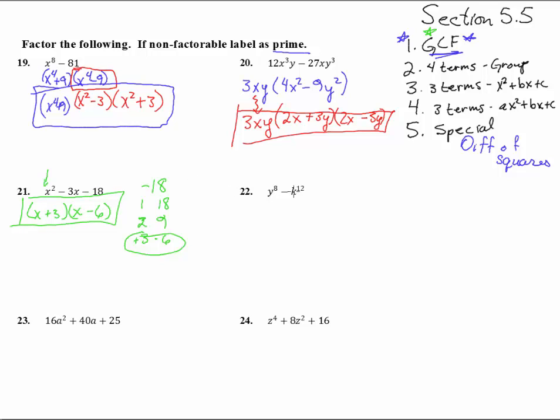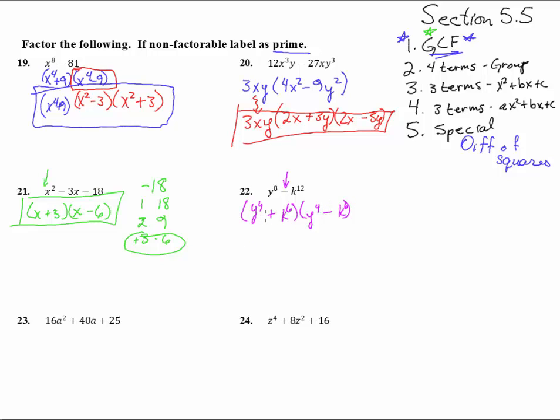Next one, number 22. Any greatest common factor in this? No. So we count the number of terms. 1, 2. Well, we're not method 2, 3, or 4, so we're looking to see a difference of squares. Hey, look, that's a difference right there. So we're going to have y to the 4th, y to the 4th, and then this is going to be a k to the 6th, k to the 6th. And one's a plus, and one's a minus.